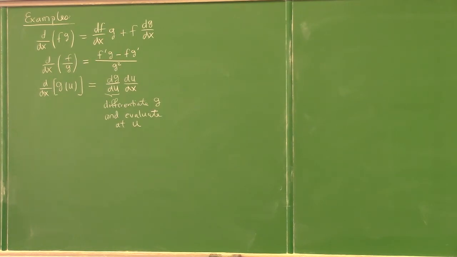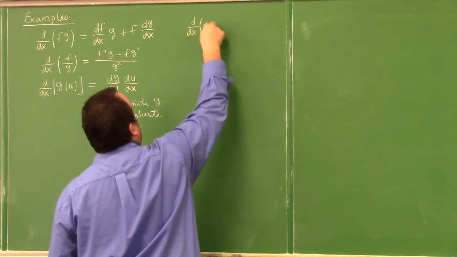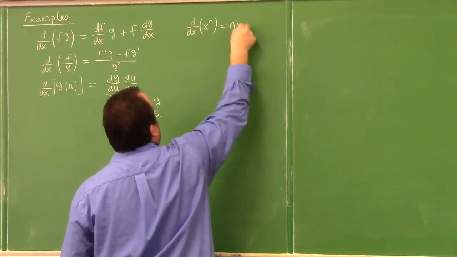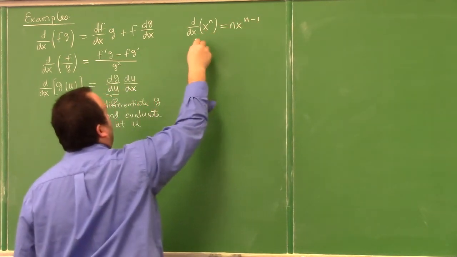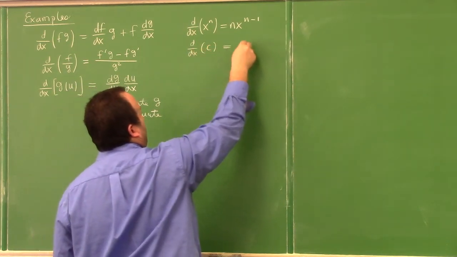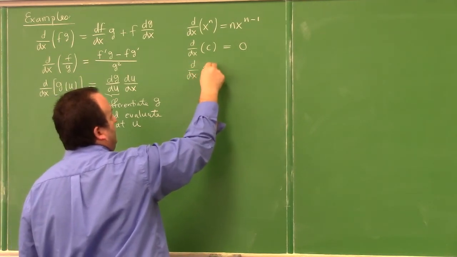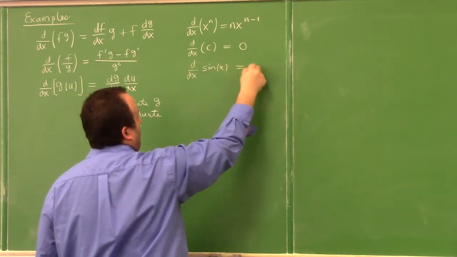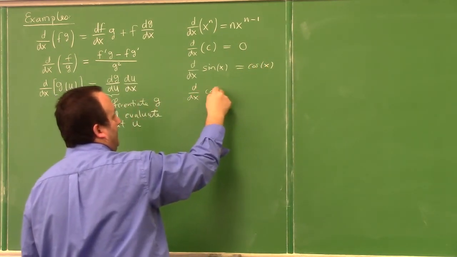Before I get into the actual examples, what other things do we already know? What things should we have memorized going forward? Power rule: d dx of x to the n is n x to the n minus 1. Should always keep that in mind. We know that the derivative of a constant is 0. The derivative of sine is cosine. The derivative of cosine is negative sine.